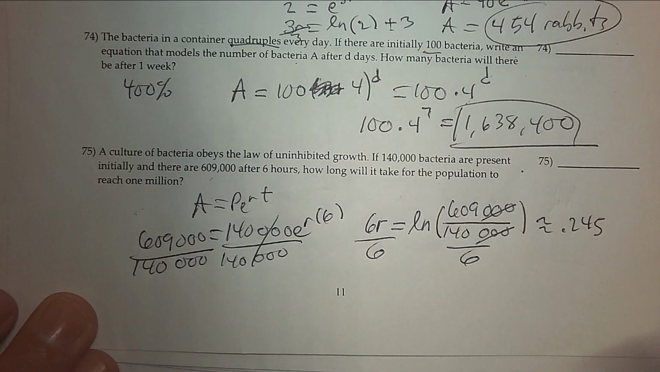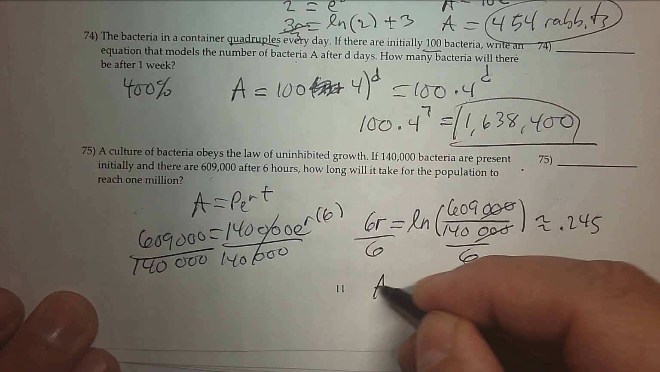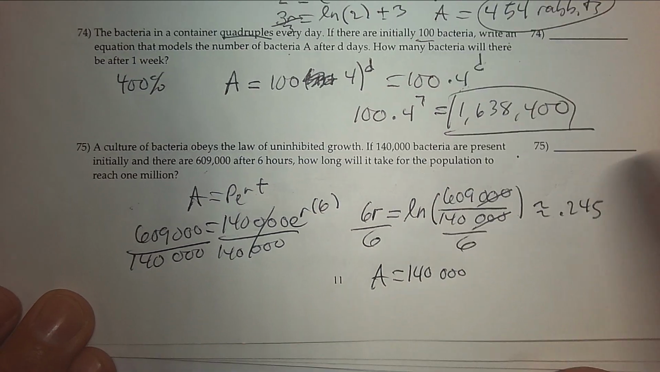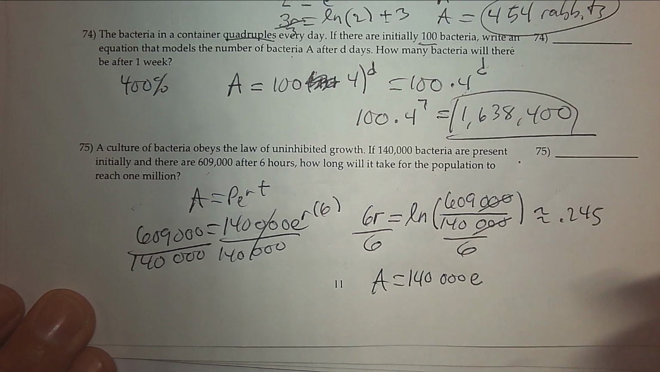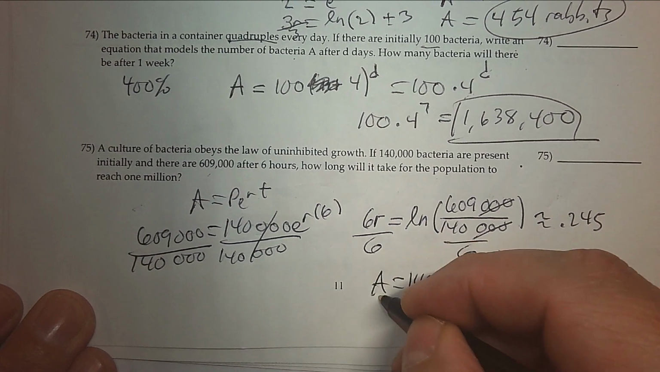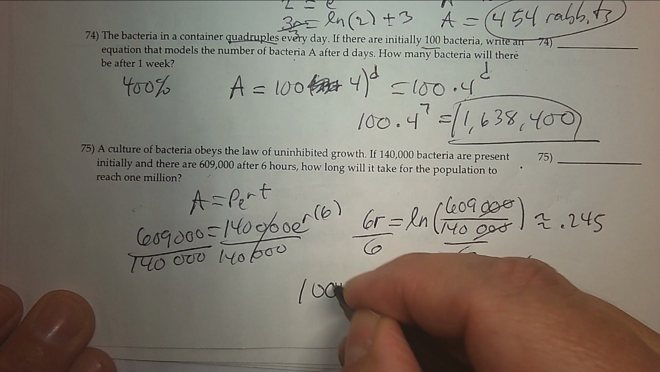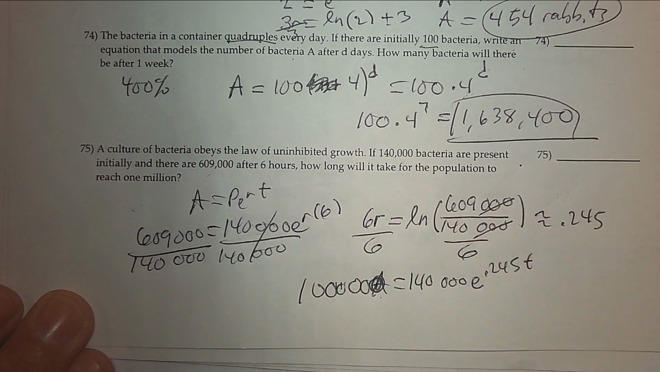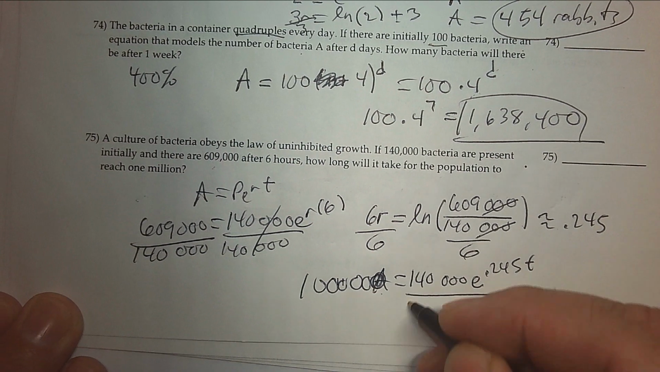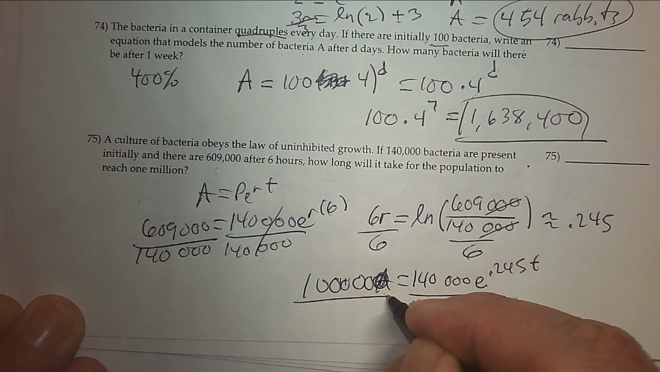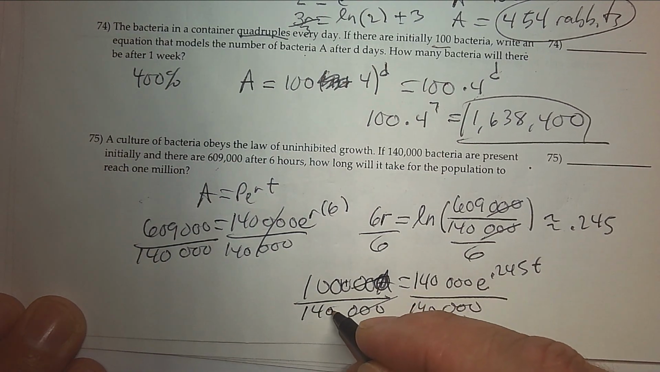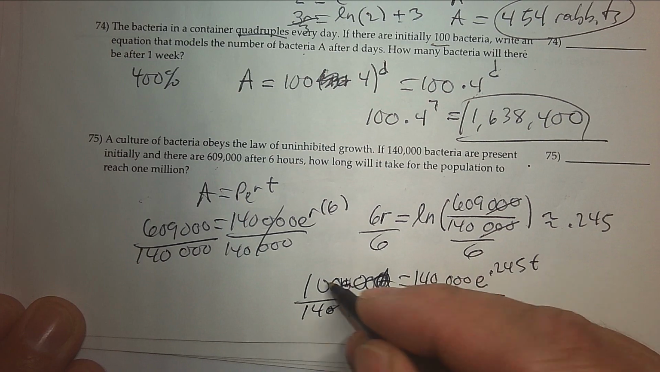Then I go back to PERT. And again, we have 140,000. And now we have the rate, and now I'm solving for t. Oh, and the end amount I know is 1 million. So I'm solving for t. So step 1 is to divide. So I can knock off a bunch of zeros. So divide it, and then we end up with 100 over 14.